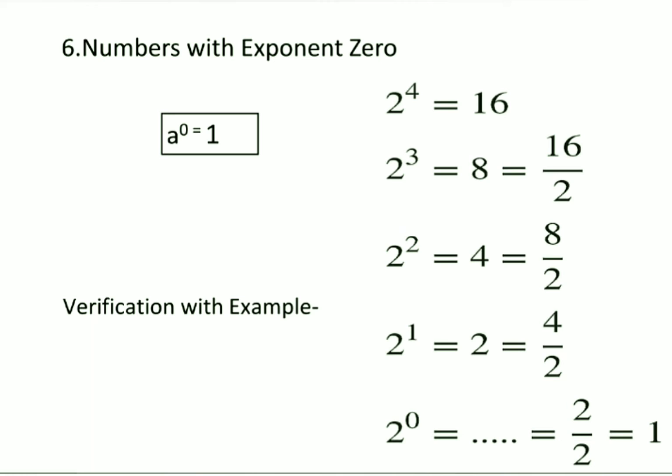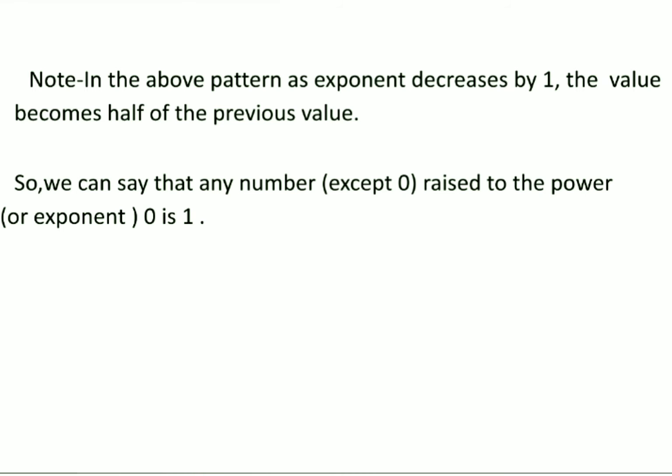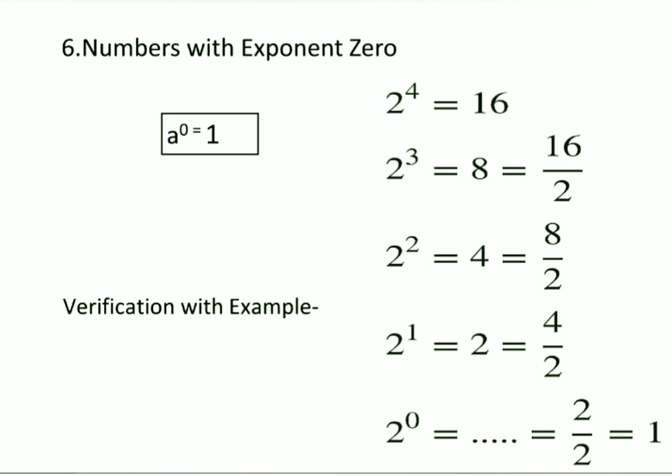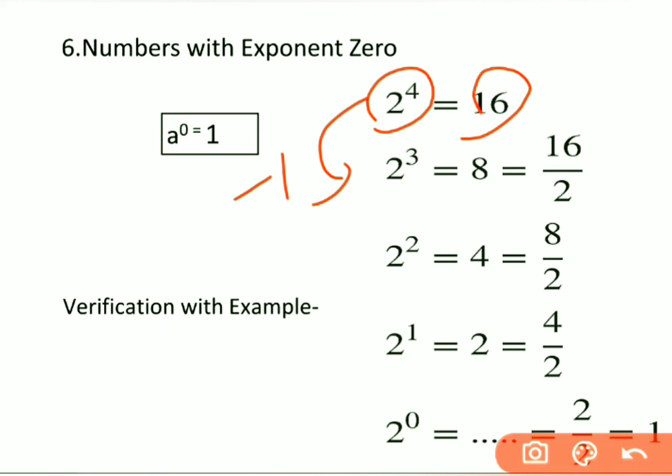You will see a pattern in this series. In the above pattern, you will see that when the exponent decreases by 1, the value becomes half of the previous value. I will explain the pattern. You will see that 2 raised to the power 4 is equal to 16. Decrease the exponent by 1. First the exponent is 4, and by decreasing the exponent by 1 you get exponent as 3. The value of 2 raised to the power 3 is equal to 8. You obtain 8 by making the previous value half.